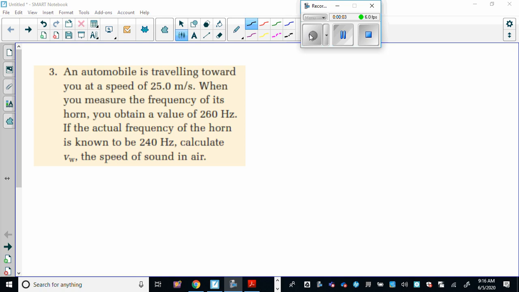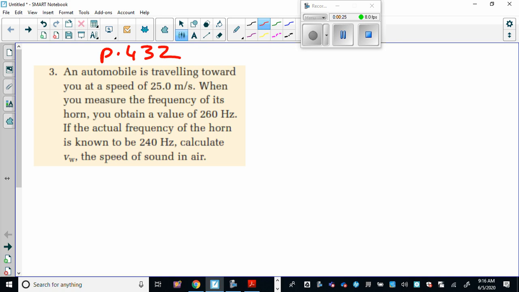This is a tutorial for questions 3 and 4 on page 432, and they're Doppler effect questions. In these questions, though, they're asking you to calculate the velocity of the source or the velocity of sound. So they can be a little tricky in terms of manipulating the formula. And there are two ways you can do these questions.